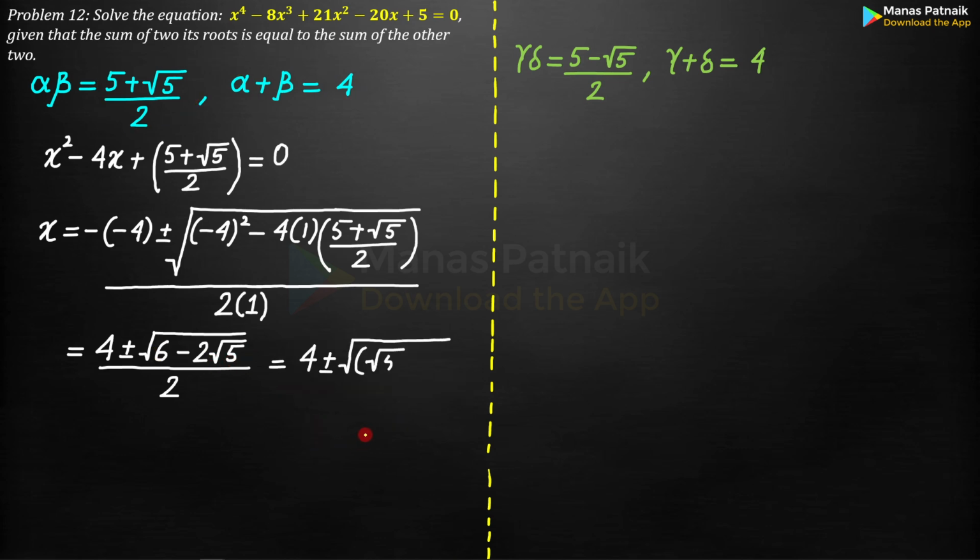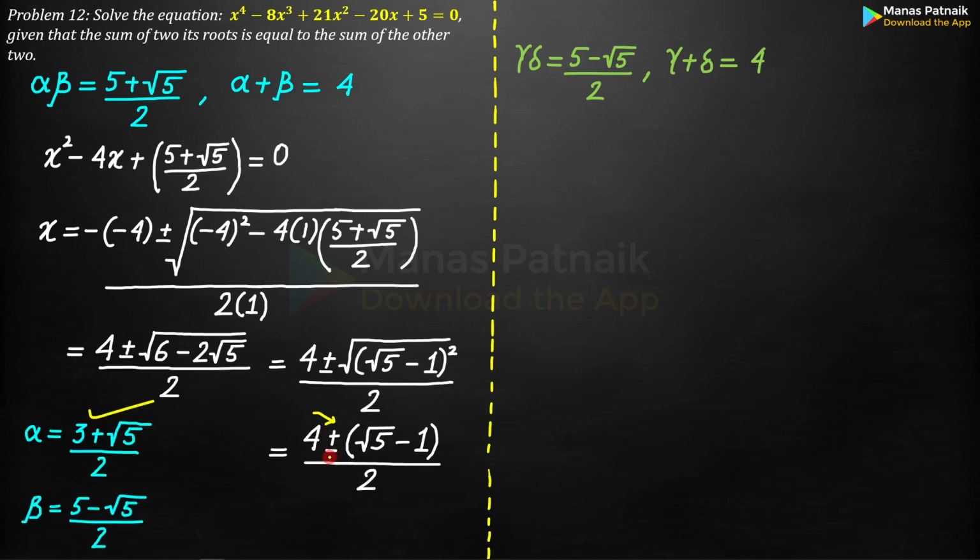Let us do that. Out of the root, it becomes this. Follow a positive value: 4 minus 1 will be 3, so 3 plus root 5 by 2. Follow a negative value: 4 minus of minus 1 plus 1, 4 plus 1 is 5, so 5 minus root 5 by 2. So this is going to be your another answer.